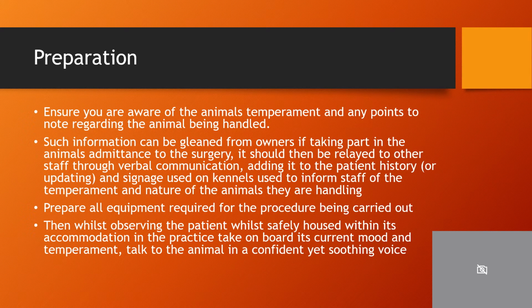Another key aspect of preparation is making sure that you are aware of the animal's temperament and any points to note regarding the animal being handled. We can glean such information from owners if we take part in the animal's admittance to the surgery, and it should then be relayed to other staff who are going to be dealing with that animal through verbal communication. We can also add it to their patient history or update it, and we can also use signage on kennels.